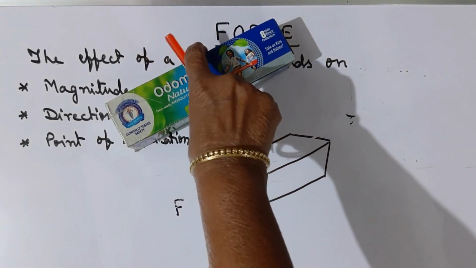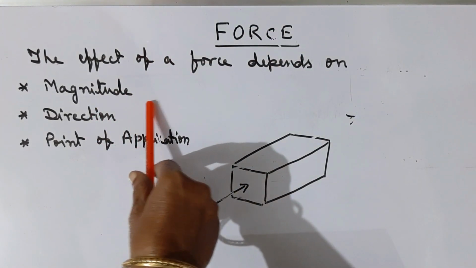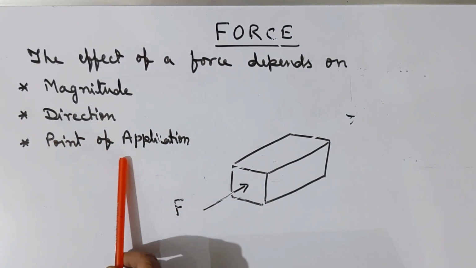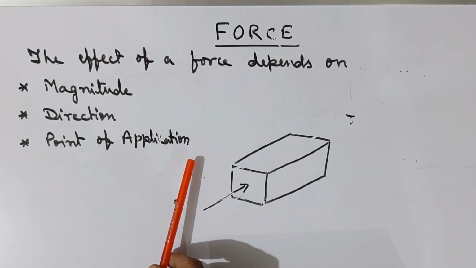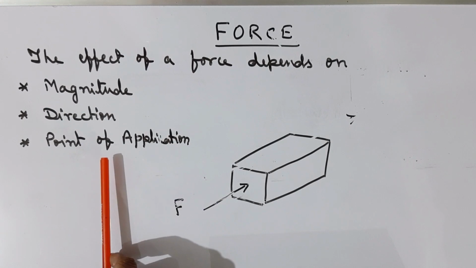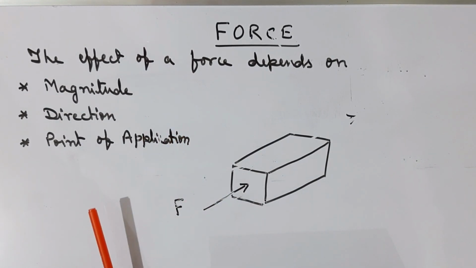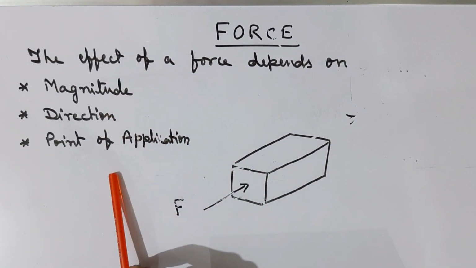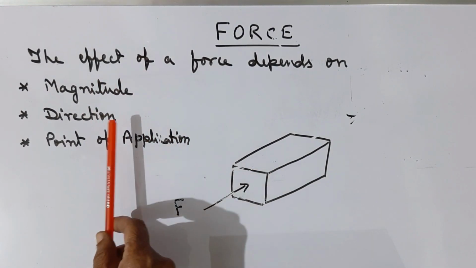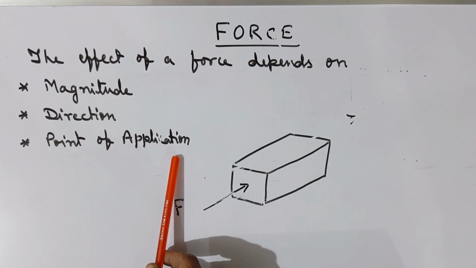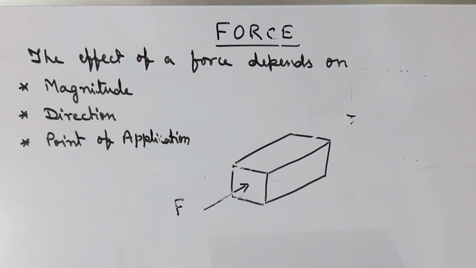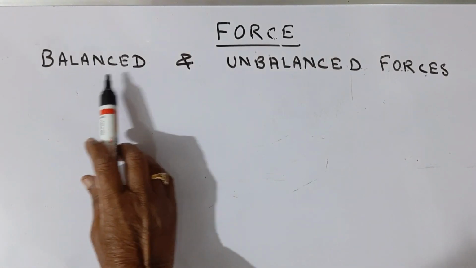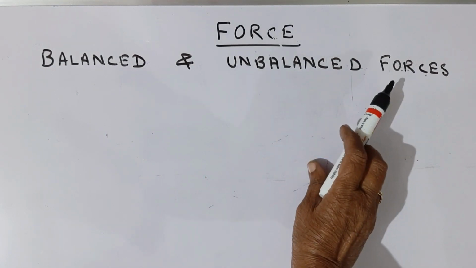So we see that the magnitude of the force, the direction of the force, and the point of application of the force all describe the force completely. The effect of a force depends on these three quantities: the magnitude of the force, the direction of the force, and the point of application of the force. Now we shall learn about balanced and unbalanced forces.